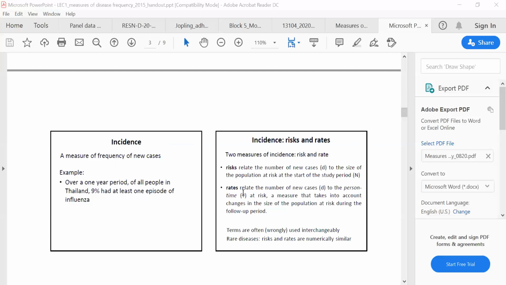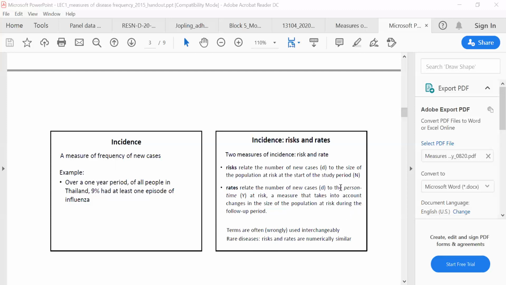But for risk, we don't really take into account the change in population with time. Most often you're going to realize that the terms risk and rates are used interchangeably, but that is wrong. They are different. Risk just relates to the number of new cases over the population, whilst rates take the number of new cases but also take into consideration the change in the size of the population.